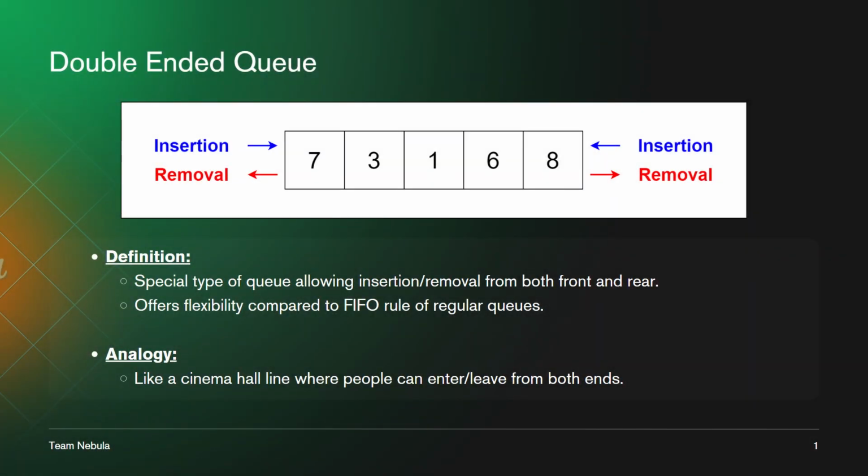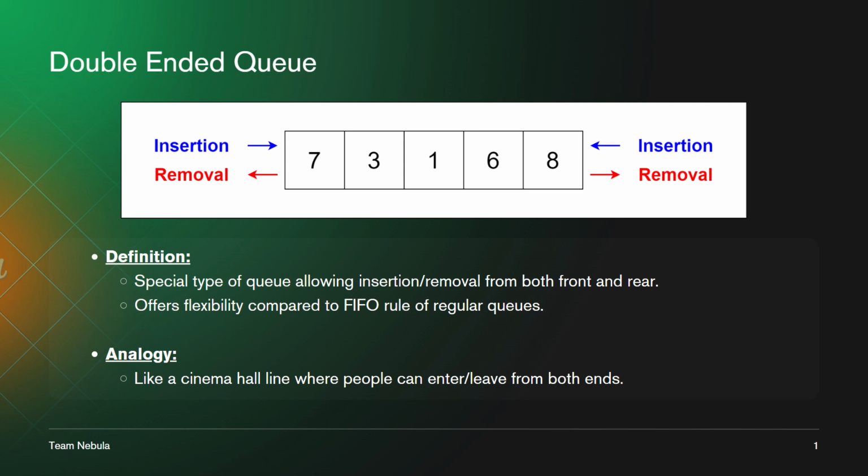Alright, now let's delve into the world of the double-ended queue, also known as dequeue. A dequeue or double-ended queue is a special type of queue that allows us to insert and remove elements from both the front and rear sides. Unlike a regular queue that strictly follows the first in first out rule, FIFO rule, the dequeue provides us with more flexibility in managing our elements.